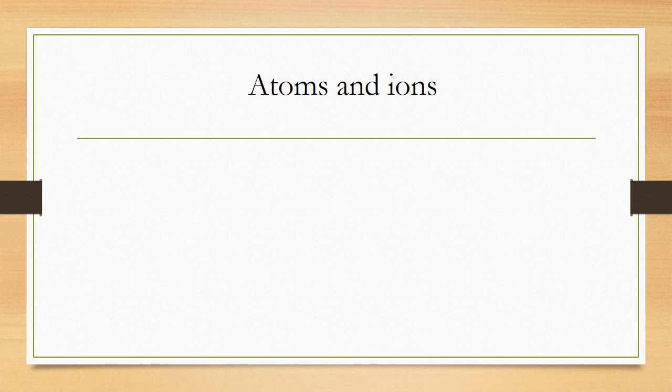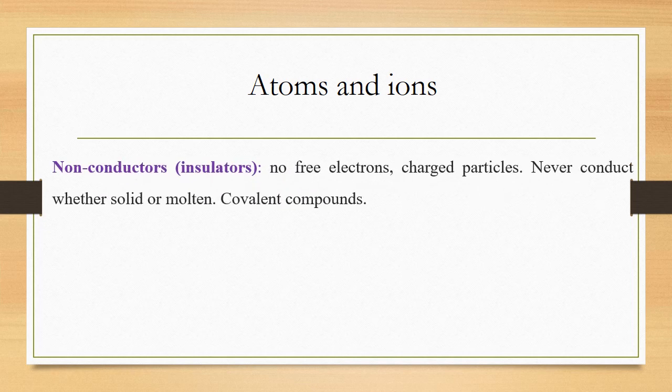So, before we continue, we need to remind ourselves about why things do or do not conduct electricity. In order for things to conduct electricity, there must be charged particles present, and these charged particles must be free to move. Charged particles will either be electrons or ions, and you need to understand which ones we're talking about.